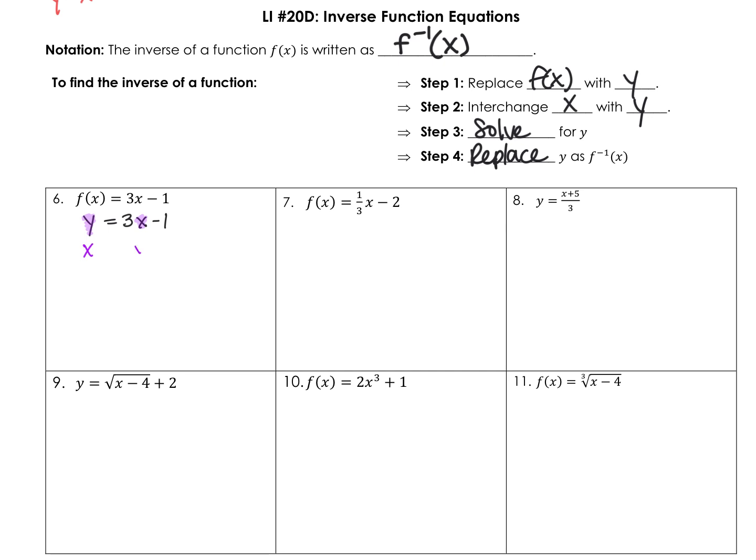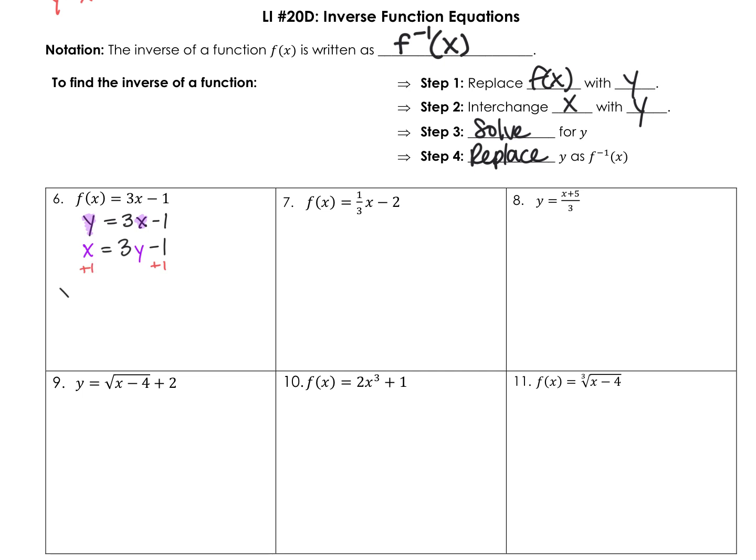X is equal to now 3y minus 1. So you interchange x with y. Now you're going to solve for y. You're trying to get y by itself, just like you would any other equation. If it bothers you that you have the 3y minus 1 on the right, you could completely swap this equation and reverse it, but I'm not going to do that. Okay, so the first thing we do is add 1. You with me?